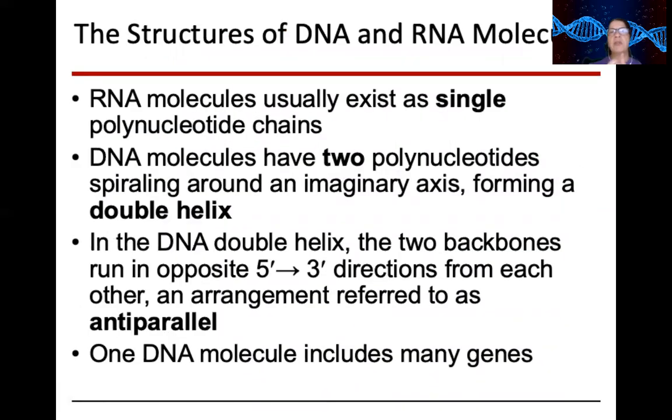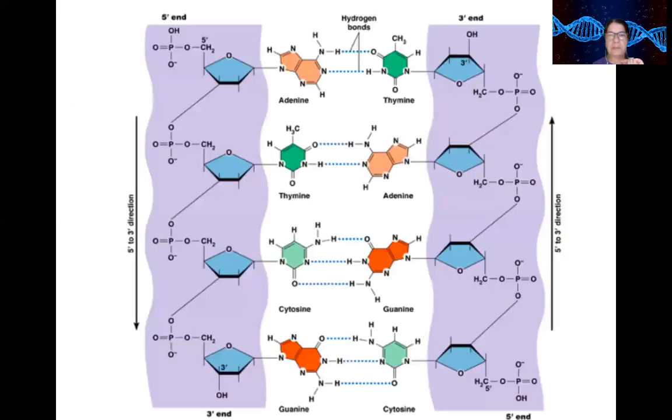So the structures of DNA and RNA molecules differ in more than just the sugar. RNA molecules usually exist as single chains, whereas DNA molecules have 2 chains spiraling around an imaginary axis and forming a double helix. The DNA double helix has 2 backbones, and the 2 backbones run in opposite directions, and this is very important. One runs 5' to 3', the other one runs 3' to 5'. This arrangement is referred to as anti-parallel. One DNA molecule can include many, many different genes. And here is a picture of such a DNA molecule.